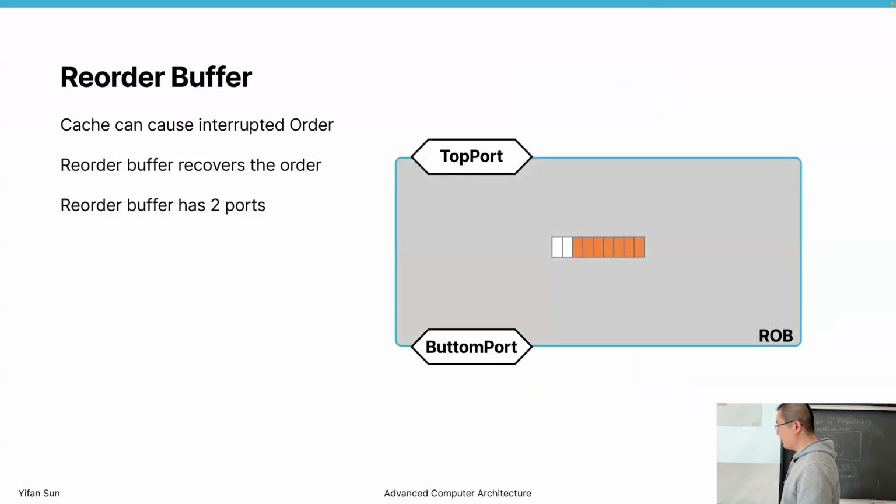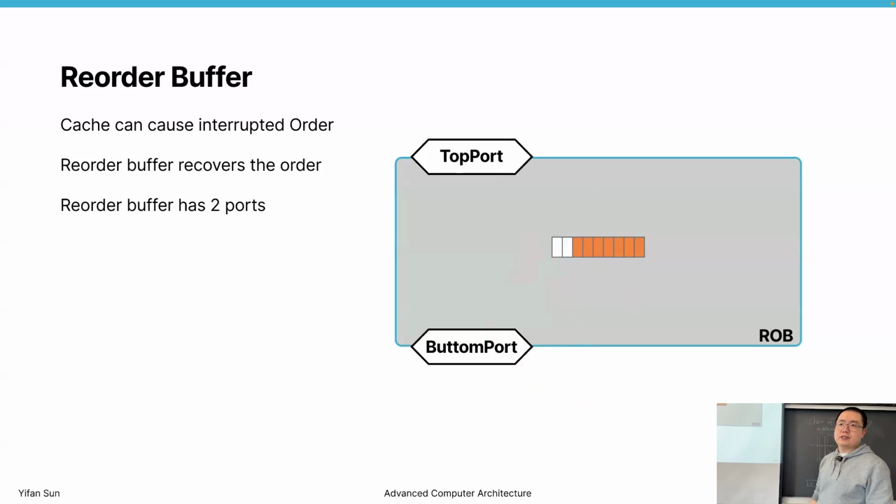So how is the reorder buffer implemented? Now I'm slightly simplifying the reorder buffer. So we have the top port here, and a bottom port here. The top port receives requests, and the bottom port sends requests to the memory unit that can provide the data. Then the response comes back from the bottom port. Then the final response goes back through the top port. Okay, so it has two ports, and internally it has a buffer.